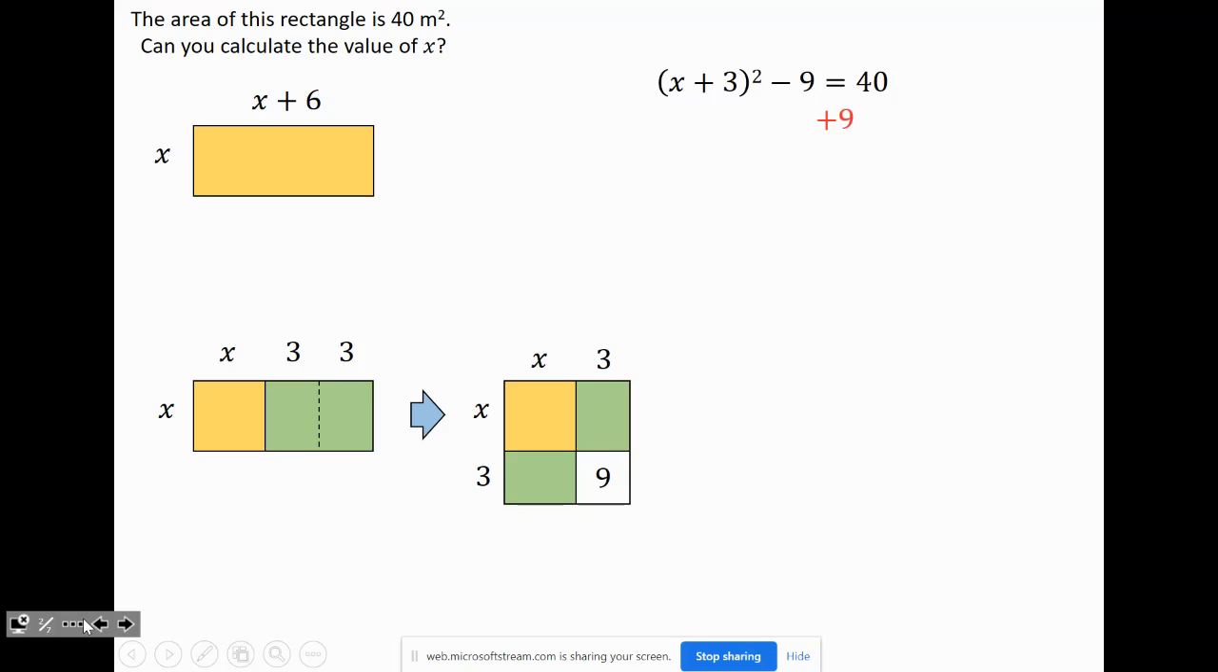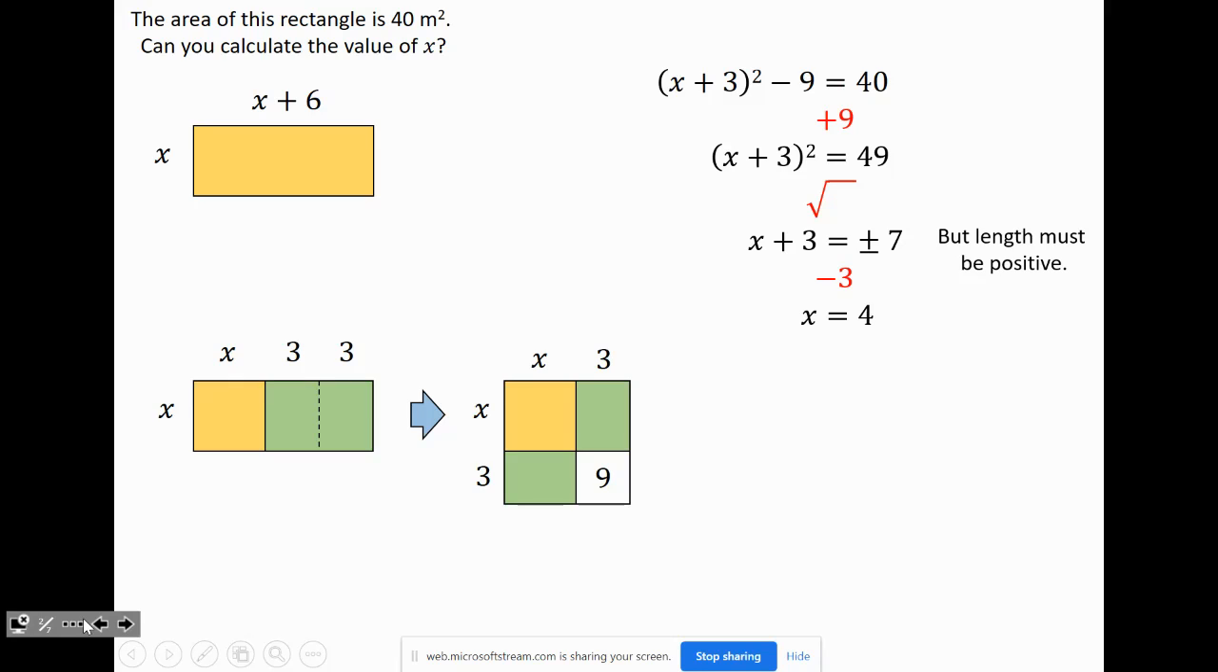We can add 9 to both sides to get (x plus 3) squared is 49. We have to be careful at this point when we square root both sides, because something squared is 49, that something could be positive or negative. So x plus 3 is equal to positive 7 or negative 7. The square root of the left-hand side, x plus 3, is equal to plus or minus the square root of 49, so plus or minus 7. So we have two different solutions, but the length must be positive. So x has to equal 4 in this case.